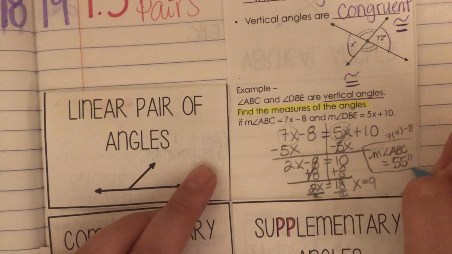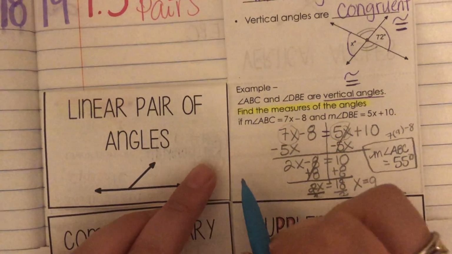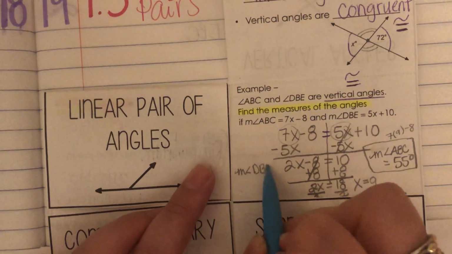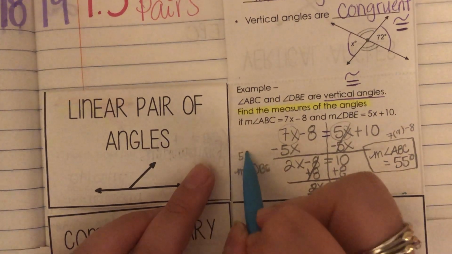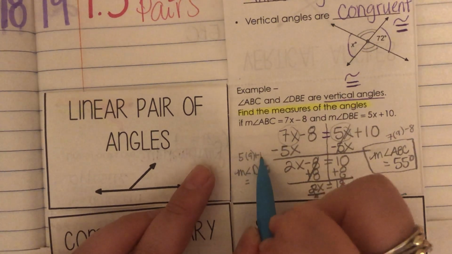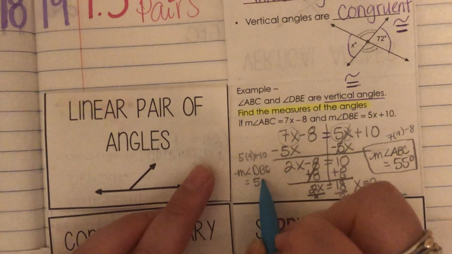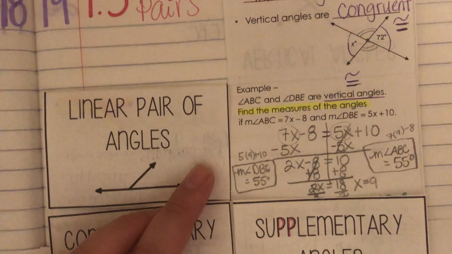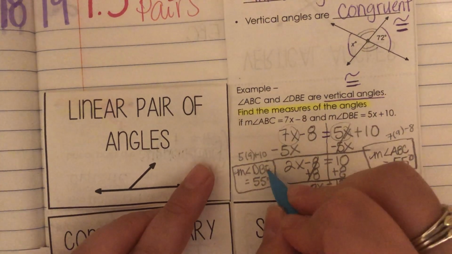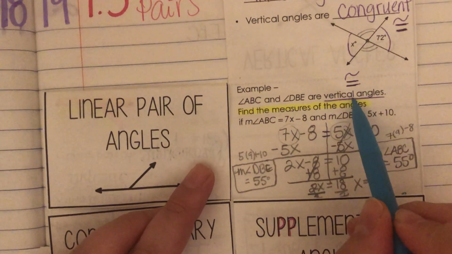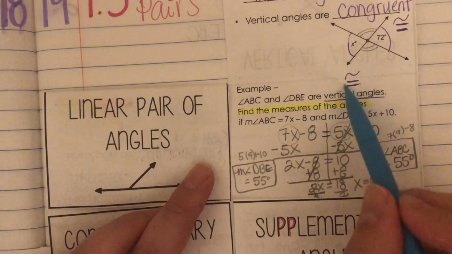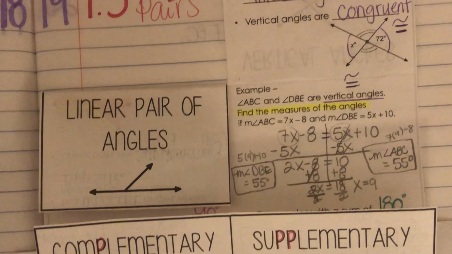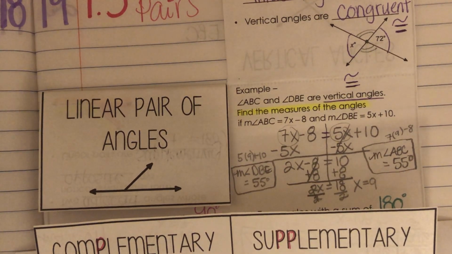So there's one answer. Remember, the degrees don't have to go into Schoology. And the measure of angle DBE is going to be 5 times 9 plus 10. That's going to give me 55 degrees. I got the same answer. I should get the same answer because remember they told me that they were vertical angles, which means that they are equal. If I didn't get the same answer when I plugged in the 9, then I solved for x incorrectly. That's the beauty of the vertical angles.